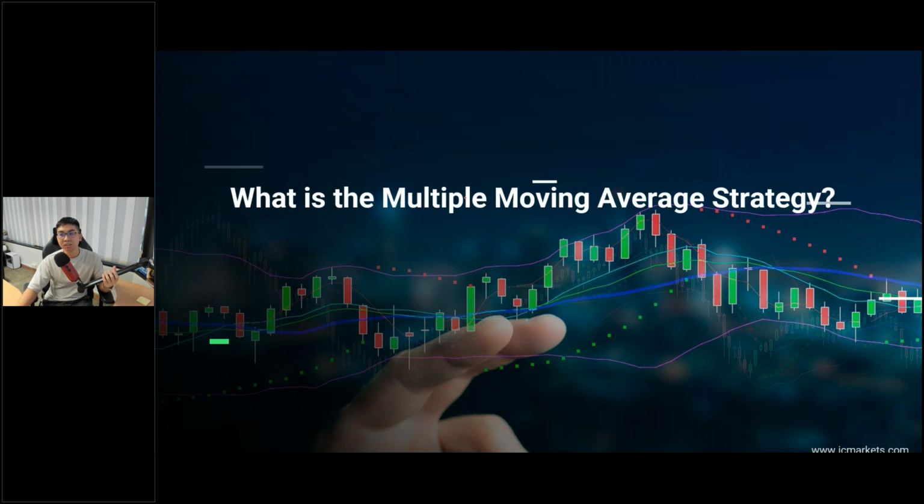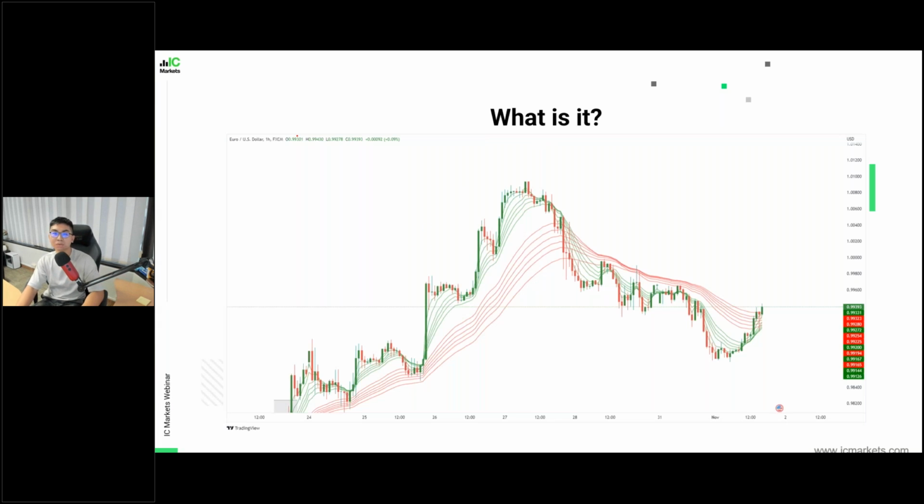Okay, moving on. What is the multiple moving average strategy? When you turn on this strategy, it's called the GMMA, the Guppy multiple moving average strategy. It looks very, very confusing. There are many, many lines, green, red. How are we going to use it? It looks very confusing, but actually it's quite simple to use. I will explain it.